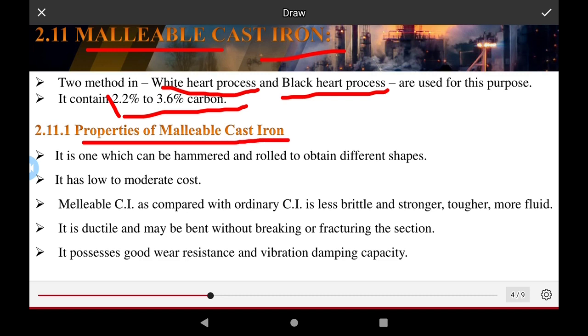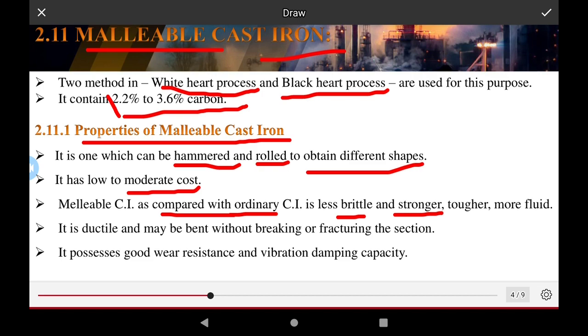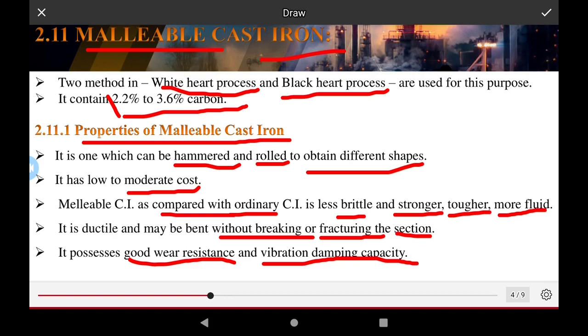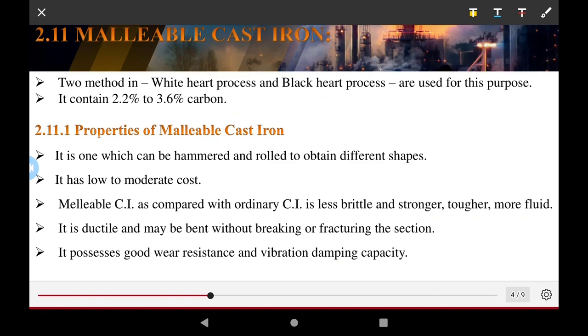Property of malleable cast iron. It is one which can be hammered and rolled to obtain different shapes. It has low to moderate cost. Malleable cast iron, as compared with ordinary cast iron, is less brittle, stronger, and more fluid. It is ductile and may be bent without breaking or fracturing of the section. It possesses good wear resistance and vibration damping capacity in the components made of malleable cast iron.